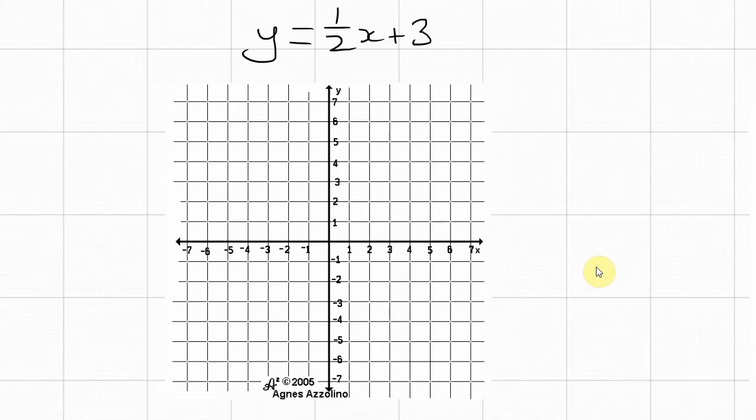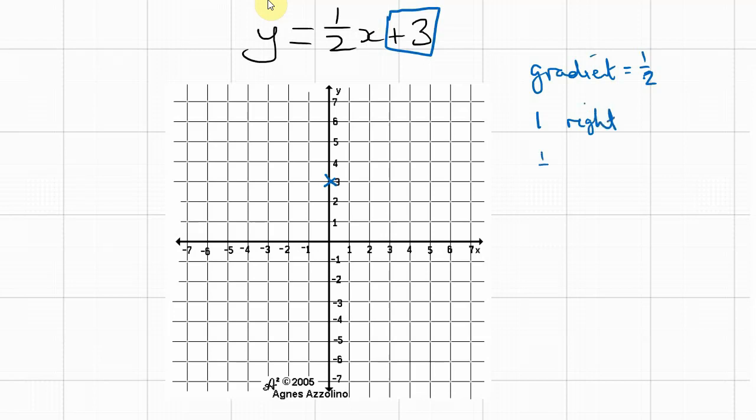Different example. So y equals a half x plus 3. We should be figuring out at this point that we're going to go through here because it's plus 3. 3 on the y-axis. When we've got a gradient of a half, that means for every 1 I go to the right, I go a half up.